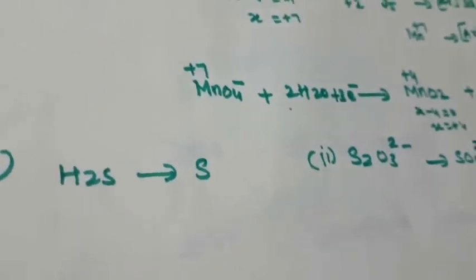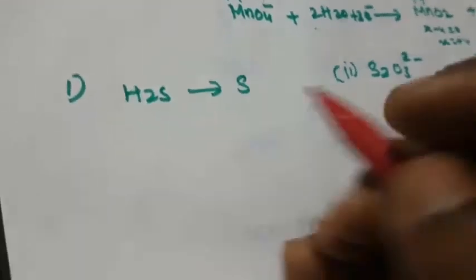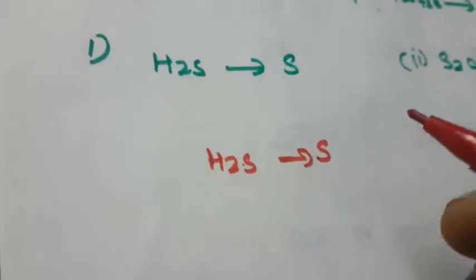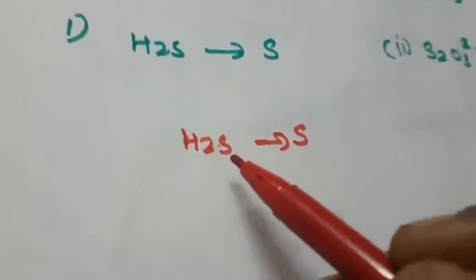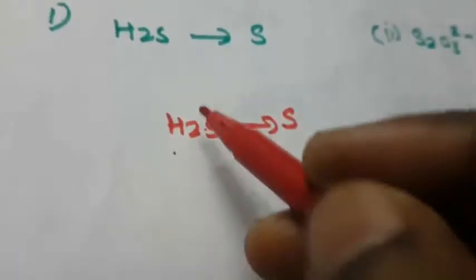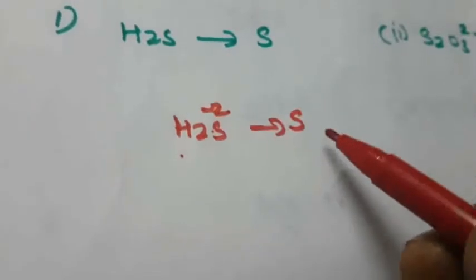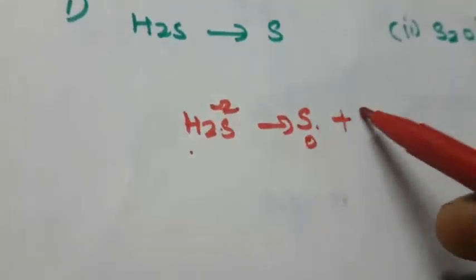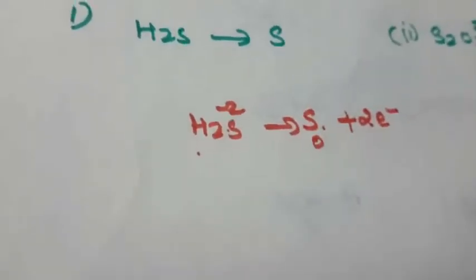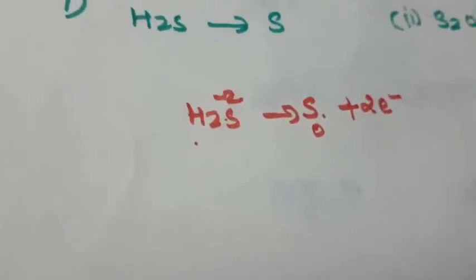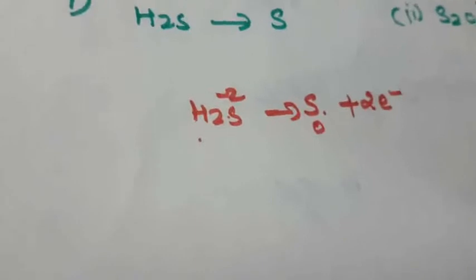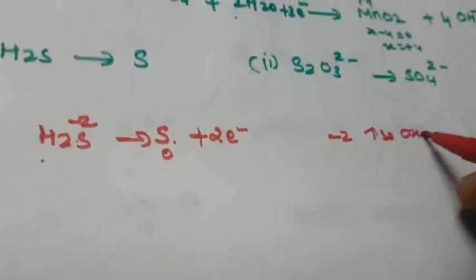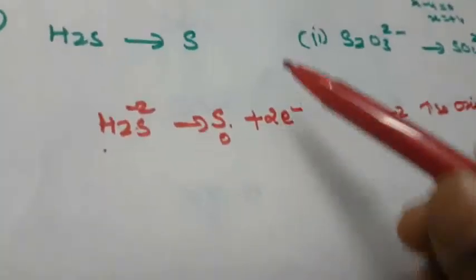So how to write this equation? First one is hydrogen sulfide, which is converted into sulfur. What is the oxidation state of sulfur in H2S? That is minus 2, right? In sulfur it will be 0. So how many electrons will be lost? That is 2 electrons, right? So from minus 2 the oxidation state increases.